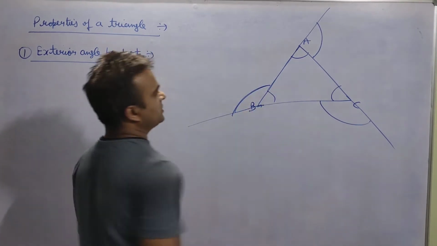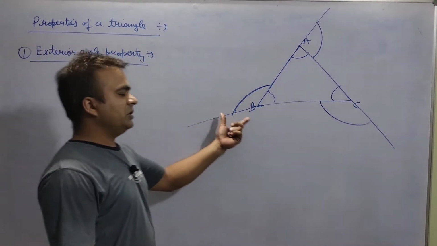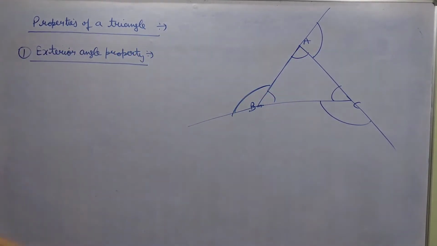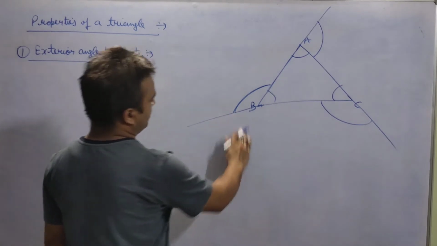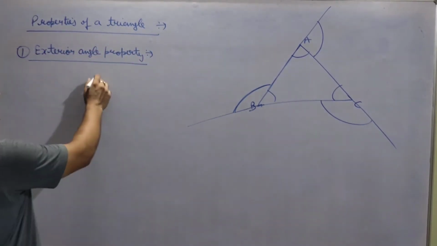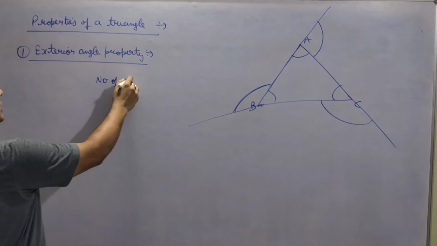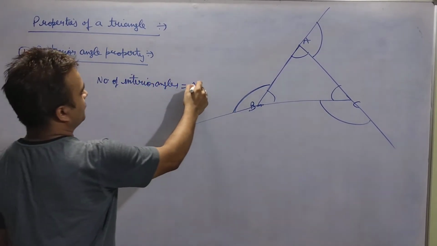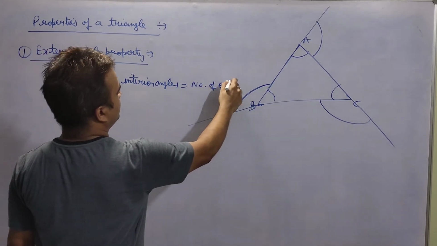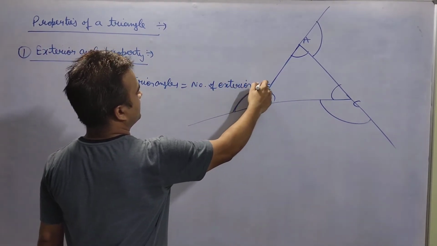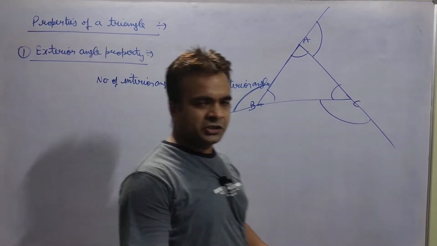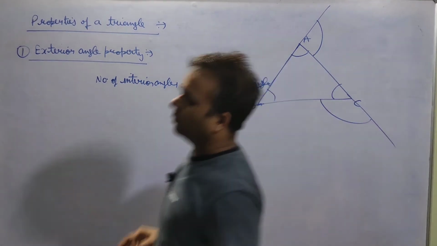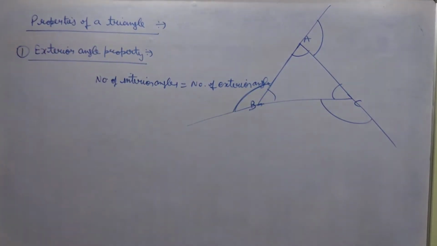So how many exterior angles are possible? 3 exterior angles. It means as the number of interior angles are there, in the same way exterior angles are there. So we can write here: number of interior angles is equal to number of exterior angles. We are trying to build a relationship between interior angles and exterior angles in this particular property. So we will discuss that property here, class.